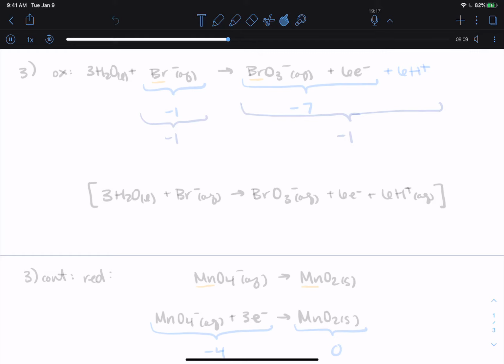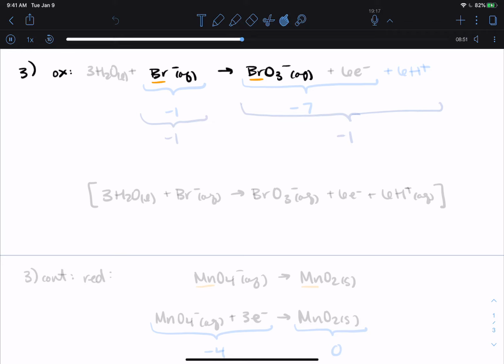All right, so step 3 is to balance each half reaction. Again, I said it doesn't matter which one you start with. We'll just start with the oxidation half reaction, and we'll do this in the order that everything was listed. So here's my half reaction to start. Balance all elements except for oxygen and hydrogen. Well, that would just be the bromine, and I've got one bromine on each side. So that is done. I don't have to do anything there.